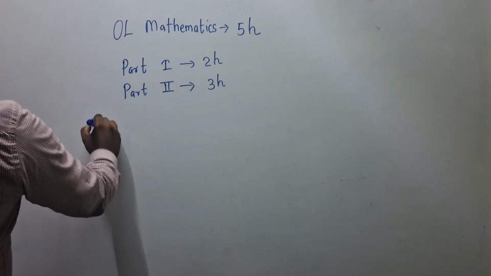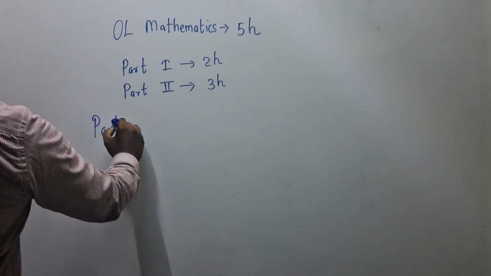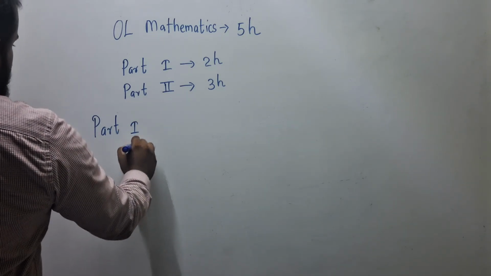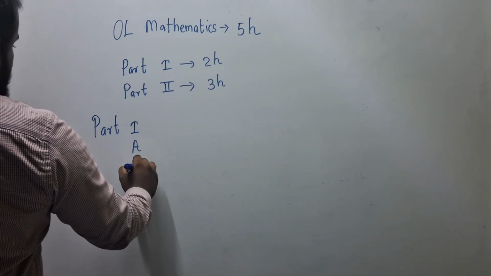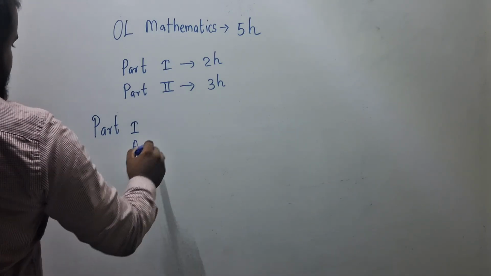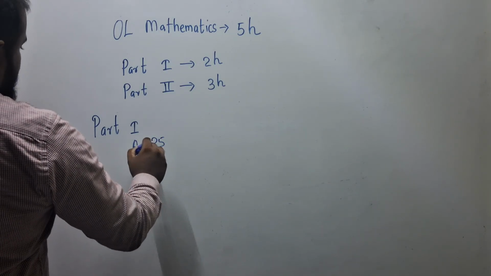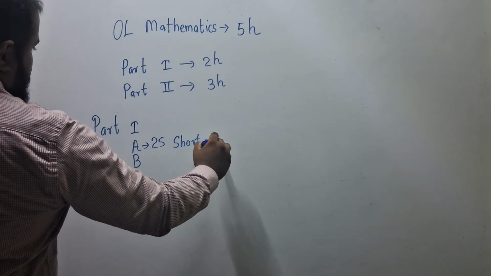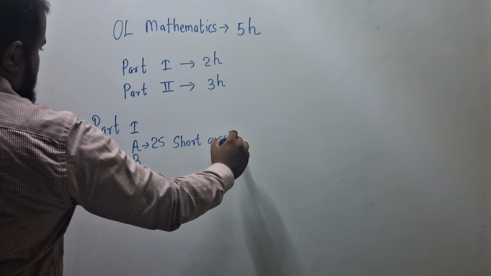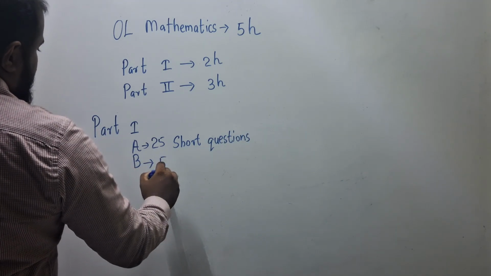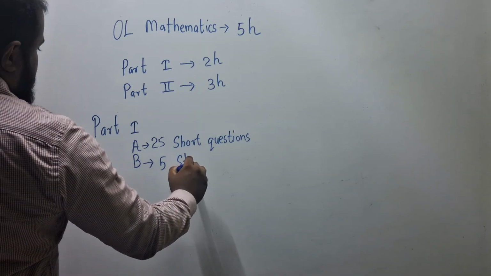Part 1 is separated into two parts. One is part A, the other is part B. Part A contains 25 short questions, and part B contains 5 structured questions.